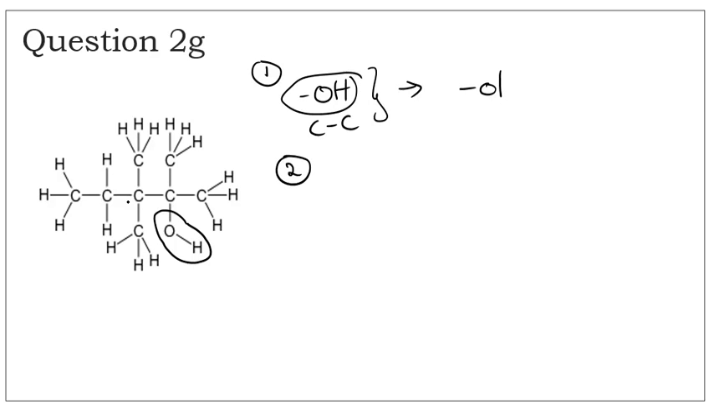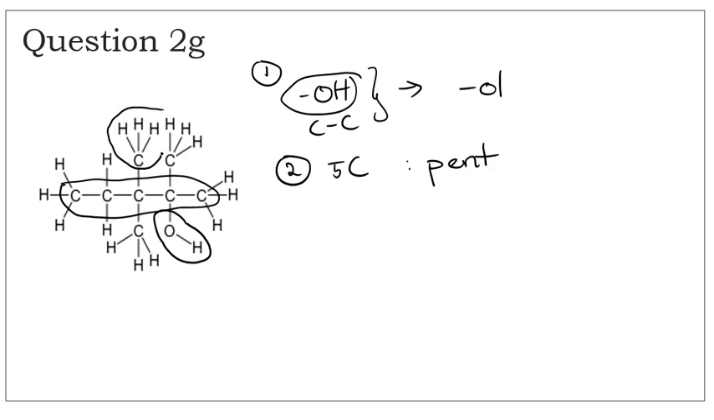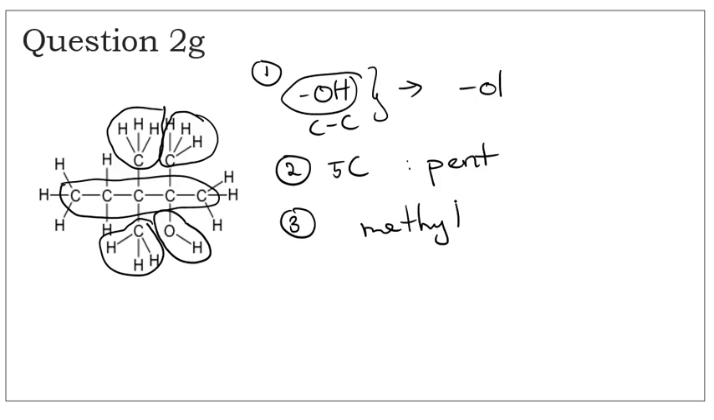And then I'm going to consider the longest carbon chain that contains hydroxyl, which I think is this one, which has 5 carbon or pent, which leaves me with a few branches. They are all methyl branches. You have 3, so it's a trimethyl.